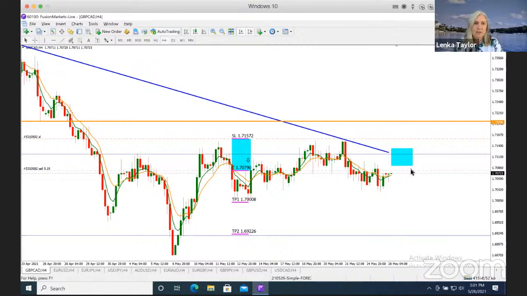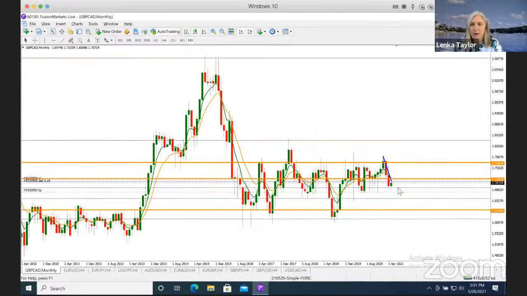So the first currency pair I'm going to have a look at is GBP CAD. I'm already in a short trade on this currency pair since last week. And at the moment, it's just going sideways. So I'm just holding on. I'm looking for a short from this horizontal line down.